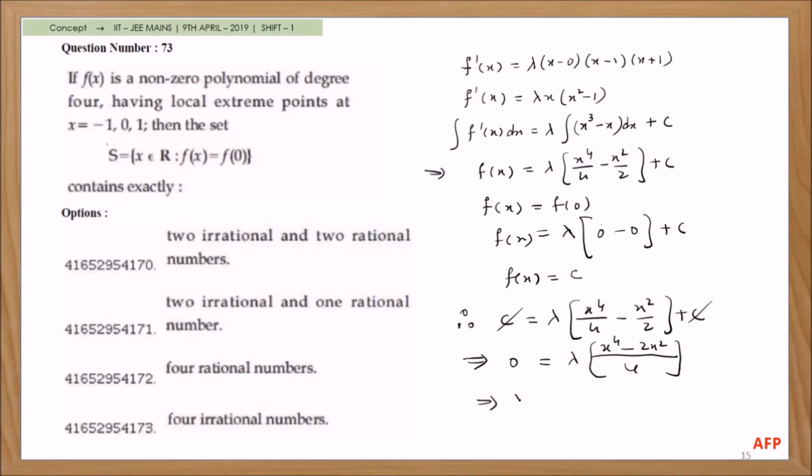So this implies λx^2, if you take common here, (x^2 − 2) = 0, if you send 4 to the other side. So this implies x^2 = 0 or x^2 − 2 = 0. So x = ± root 2: two irrational roots, one rational root. So second option it follows.